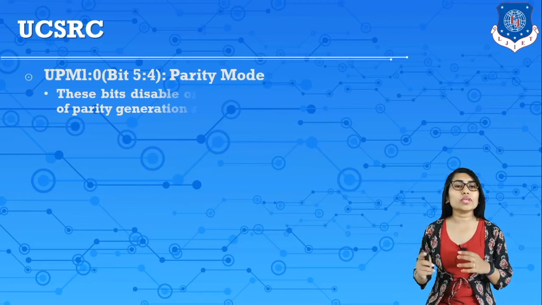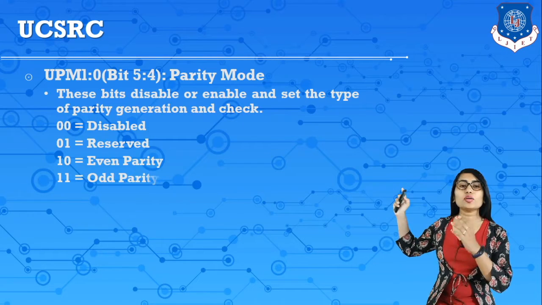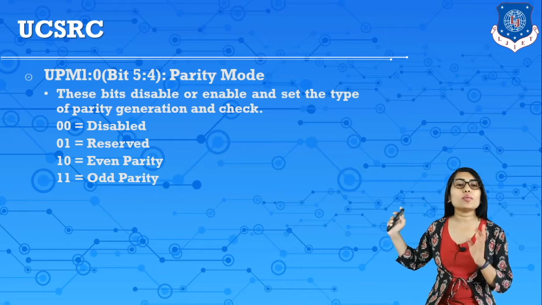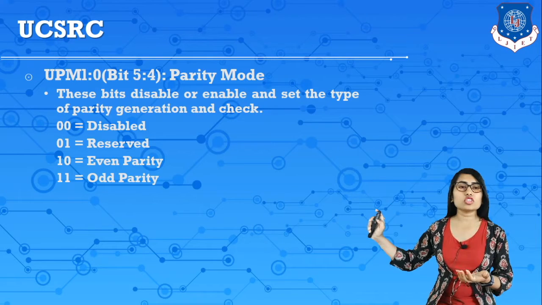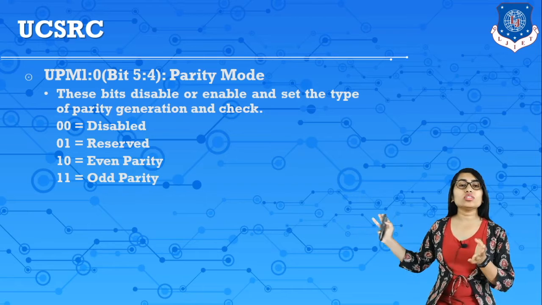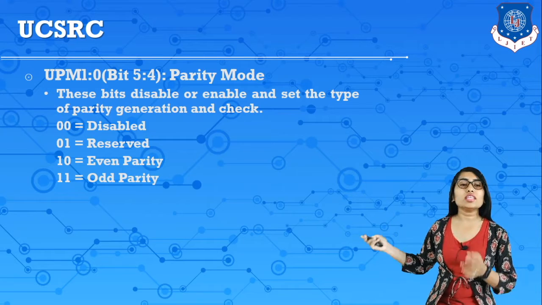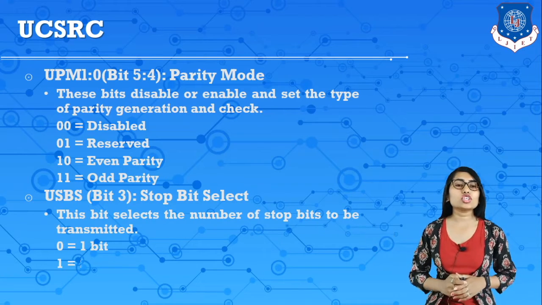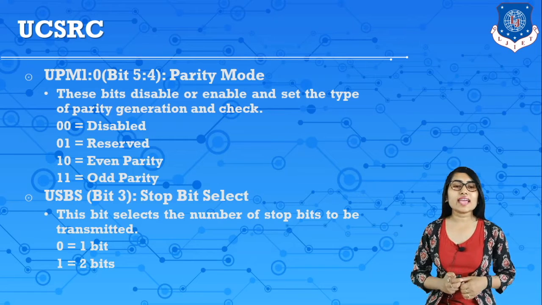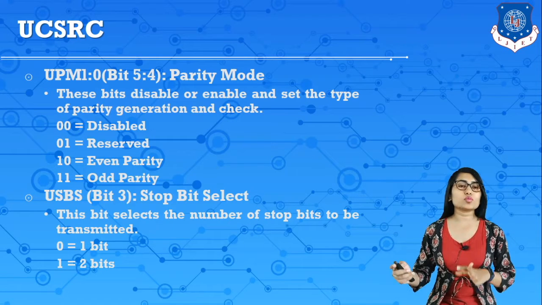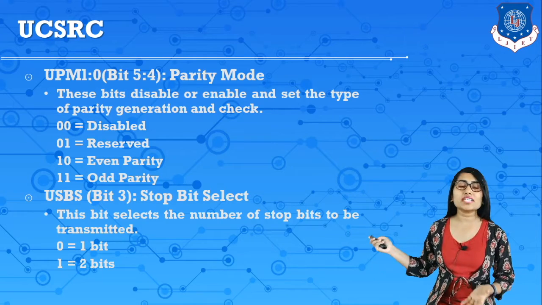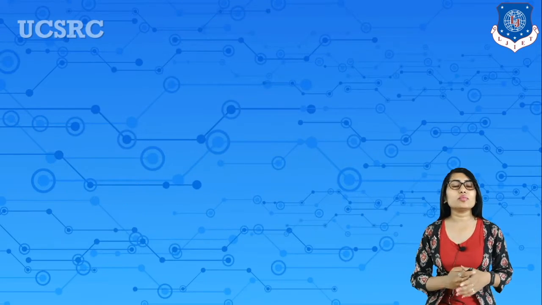Next is UPM1:0. These are the parity mode bits. These bits enable or disable and set the type of parity generation and check. If 00, then disabled; 01, reserved; 10, then even parity; and 11, then odd parity. Next is USBS, stop bit select. This bit selects the number of stop bits to be transmitted. If 0, then 1 stop bit. If 1, then 2 stop bits are transmitted for a serial communication message.